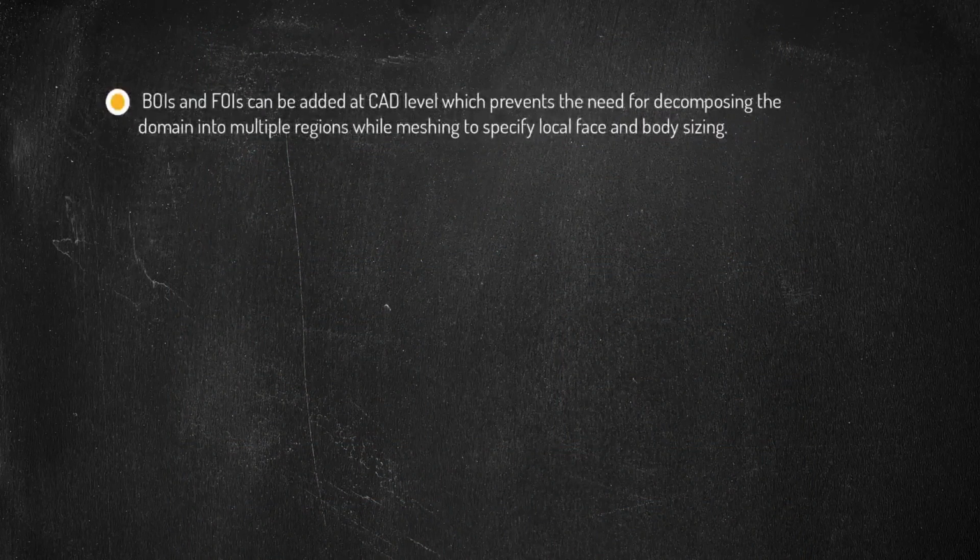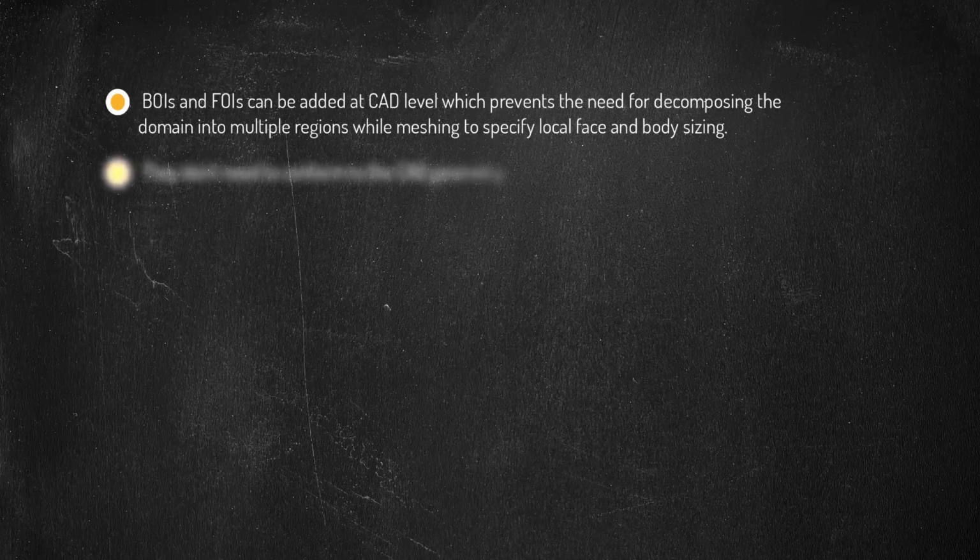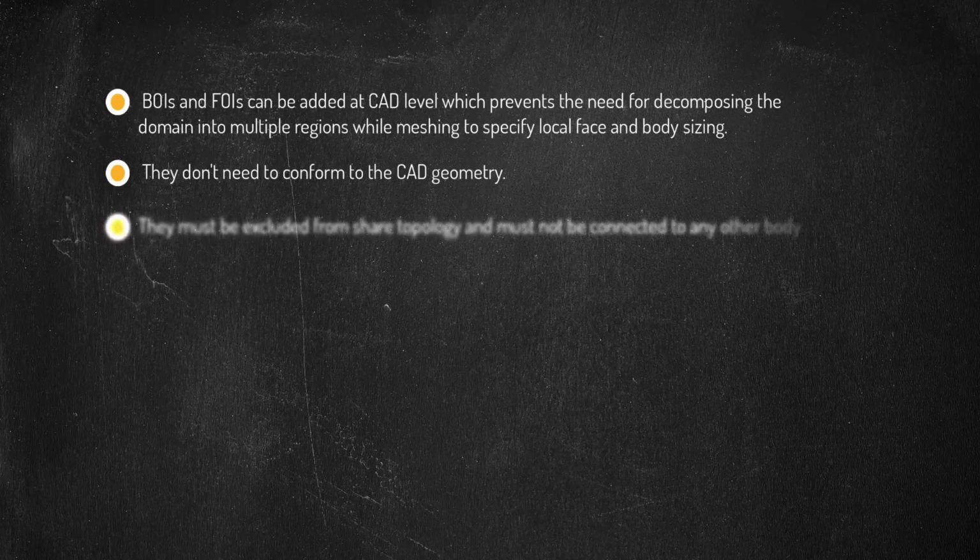This is very useful since they can be added to an existing geometry at the CAD stage, removing the need to decompose the domain into multiple regions to then specify local face or body sizing. BOIs and FOIs do not need to conform to the model geometry. They can include, intersect, or just be inside the geometry or other BOIs and FOIs. Note that the BOIs and FOIs must not be connected to any other body, BOIs or FOIs, so they must be excluded from shared topology. Let's now try to understand this with the help of an example.